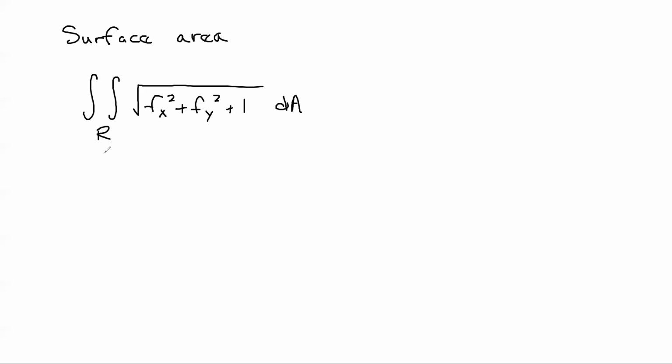So this way you could do it over a general region, or over a polar region, however you want. And of course, the idea is that we're finding surface area for a surface f of x, y, and then R is the region that's directly below.